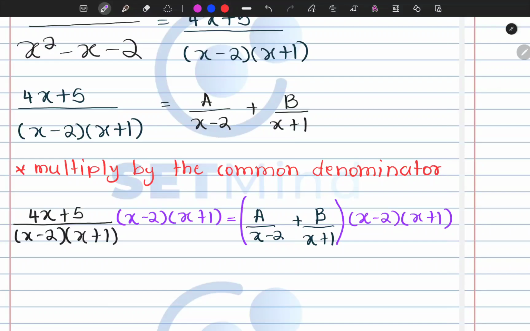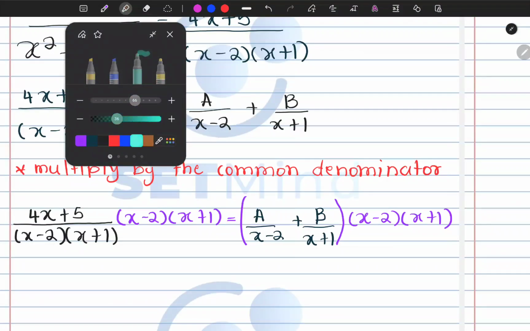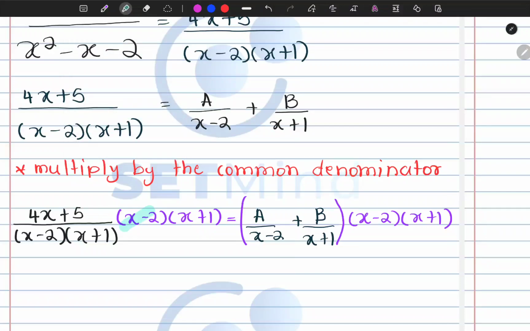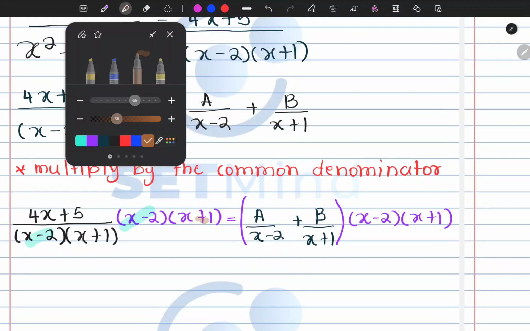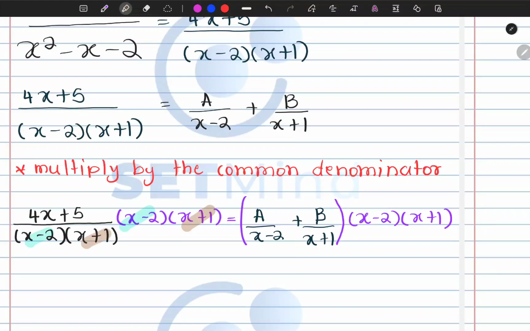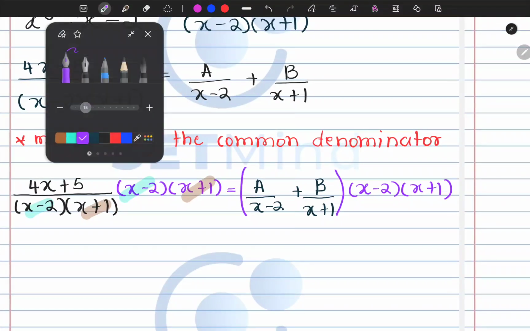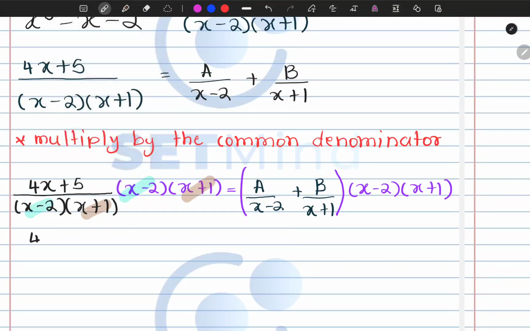So we'll now be multiplying by the common denominator. If you look carefully, we do it on the left and on the right. So x minus 2 and x minus 2 will cancel. Then x plus 1 and x plus 1 will cancel. Which means on the right hand side, we are left with 4x plus 5.